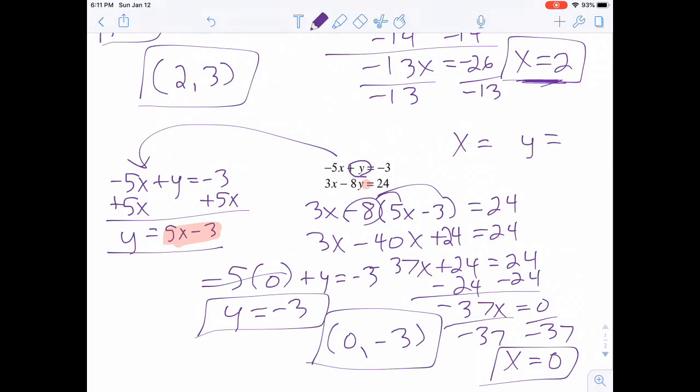Also, if I were to plug (0, negative 3) into both of these equations, it would give me a true equation. That's another way that I can tell that something is a solution if it makes both equations true.